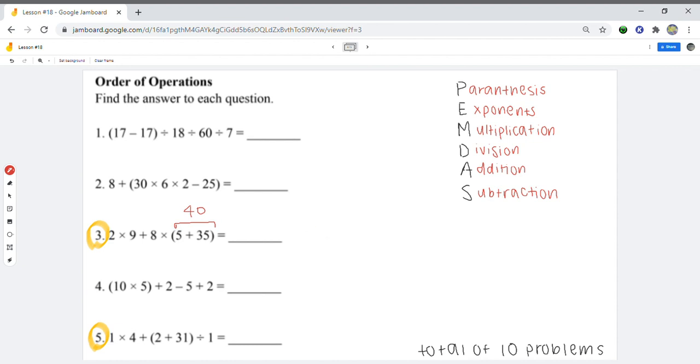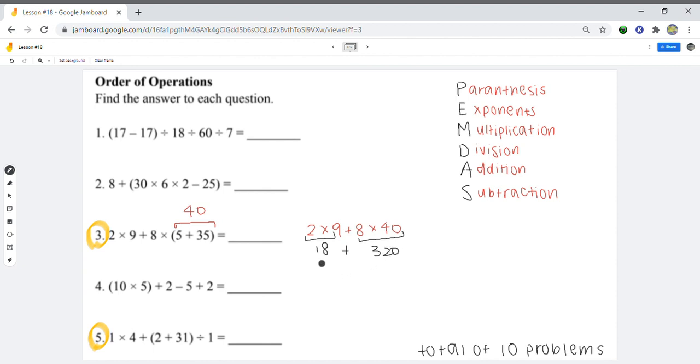Let me just rewrite it on the side. So it's 2 times 9 plus 8 times 40. Now we're going to look at the next item on the list, which is exponents. Is there any exponents here? And the answer is no. Next, do we see multiplication? Yes, we do. We have a multiplication over here, 2 times 9, and we also have this. So I'm going to go from left to right. 2 times 9 is 18. And 8 times 40 is 320.